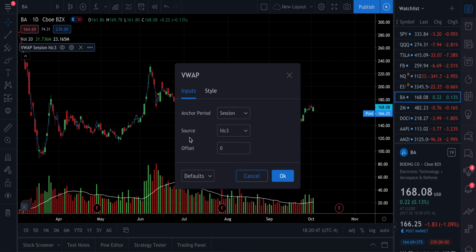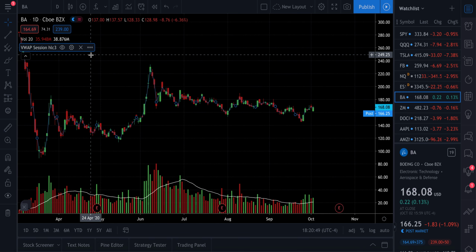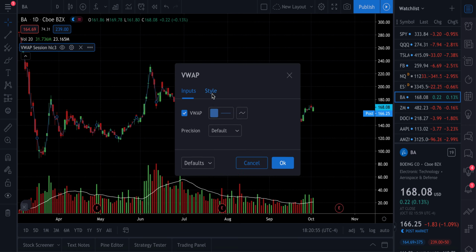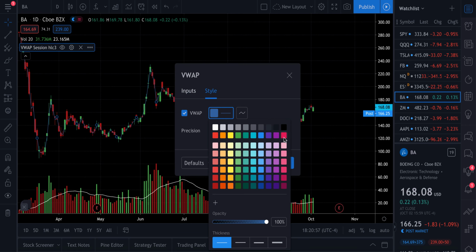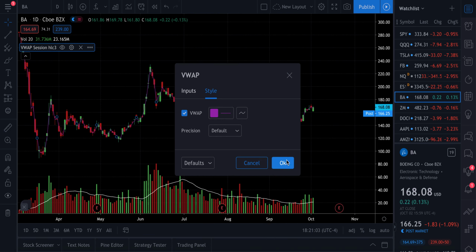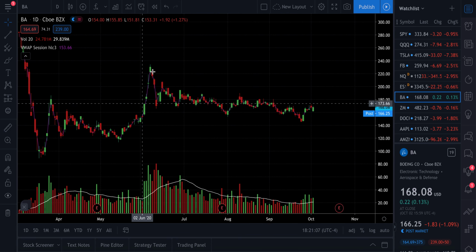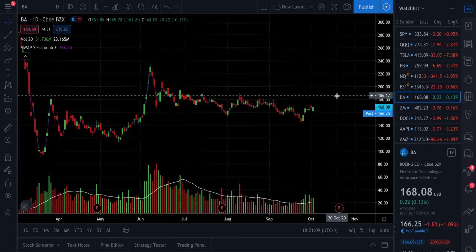I'll just set it for default, and you can see that since I'm in daily candle, let's change the color to something else. You can always change the color of any of the indicators you want. So let's make it this. Yeah, that looks good. So okay, this is daily. That's why you cannot see it right in the middle. So you cannot trade off VWAP.